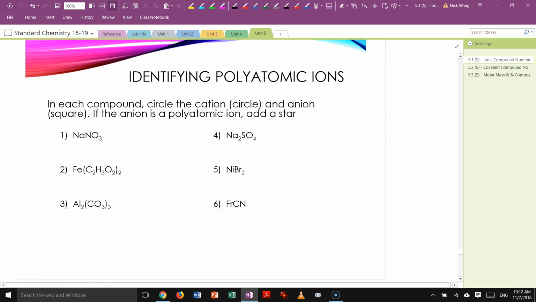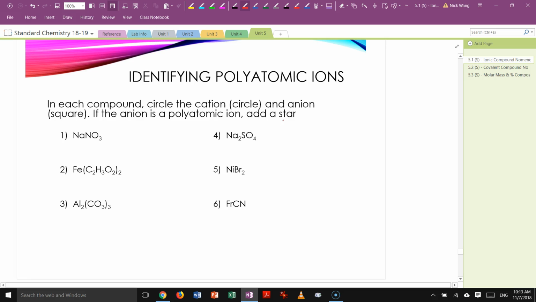So how do you identify polyatomic ions? This again is going to take a little bit of guessing, and I get that we haven't really addressed them a whole lot yet. But for this slide, I want you to take a look at these 6 compounds that are provided, and in each one, I want you to try circling what's considered the cation, and then put a square around the anion. If it happens to be a polyatomic anion, we're going to add a little star next to it.